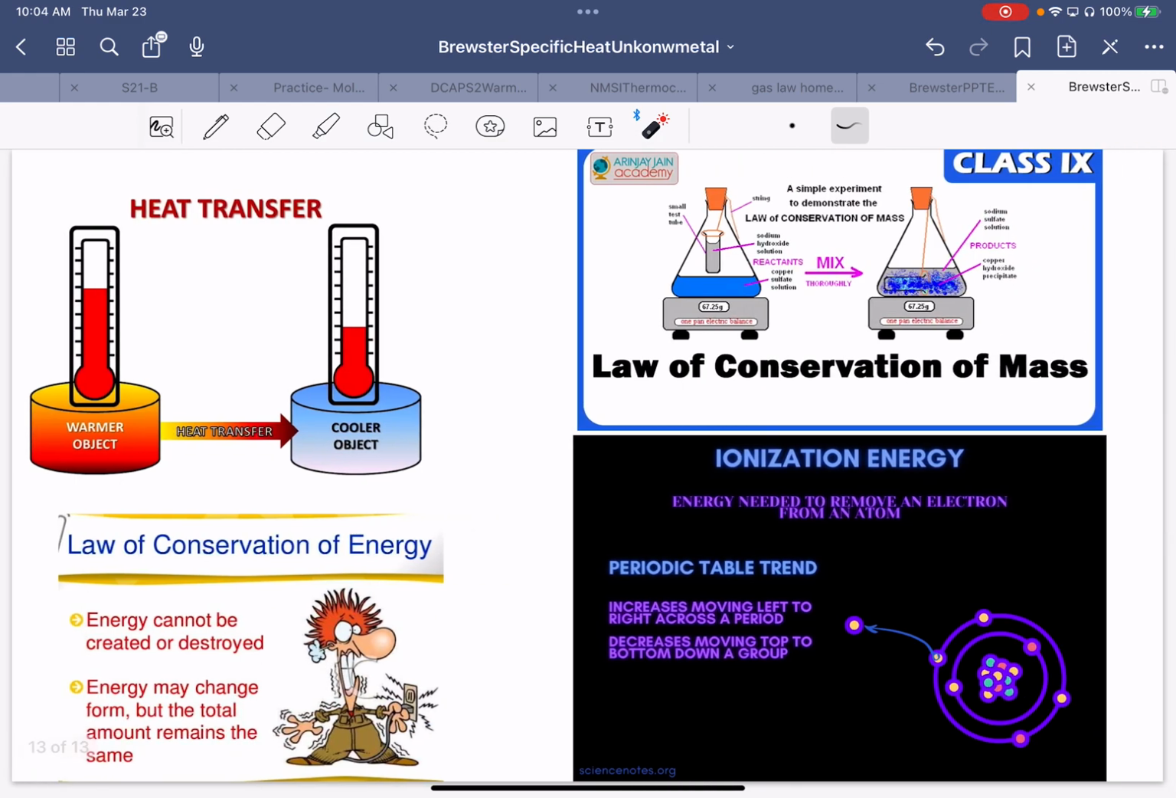Heat transfer, we're doing law of conservation of energy. Energy is neither created nor destroyed, but it's being transferred from one to the other, and that's what we're seeing. Just as we had law of conservation of mass, same thing with energy. It's being transferred. It goes from a warmer to a cooler object, and you all know that from what you're doing.